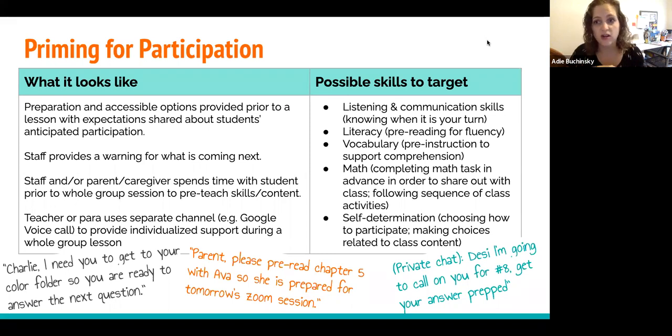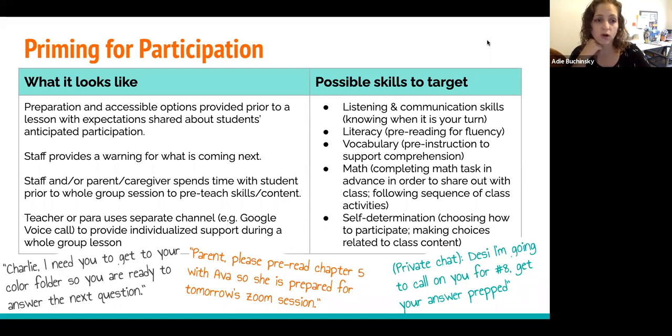Charlie, I need you to get your color folder ready on your device so that you're ready to answer the next question. Then you continue on with the instruction. Okay, Charlie, we're ready for you to select the color as it pertains to the lesson, so that the student has some lead time to prepare for answering the question. It allows instruction to move more quickly, and it avoids the student feeling on the spot that they might need to come up with their answer right now when it might be a time-consuming process for them.